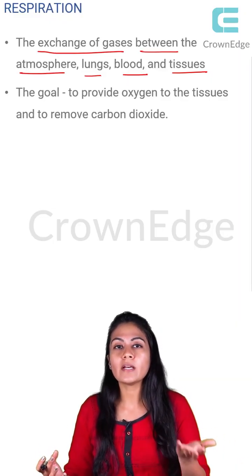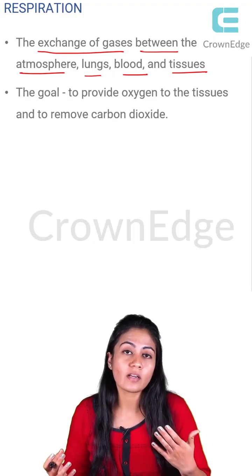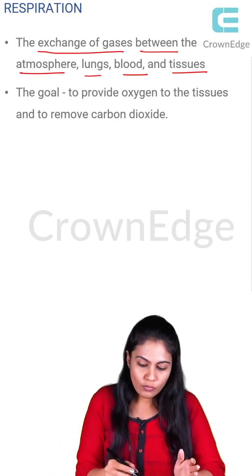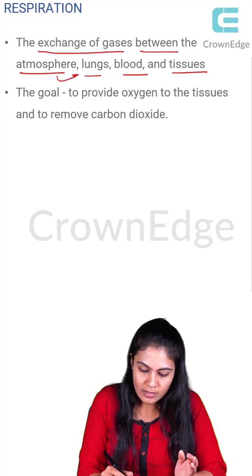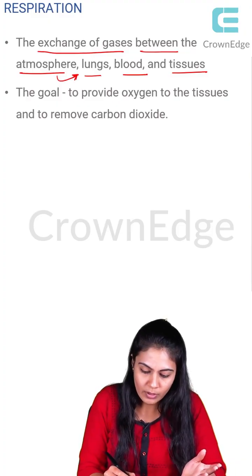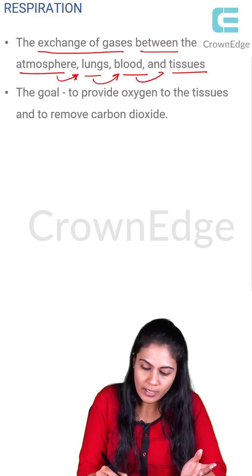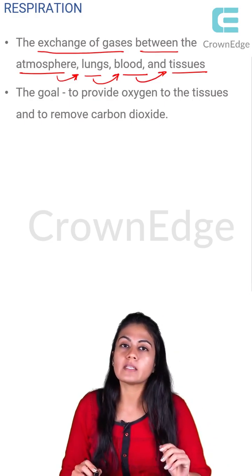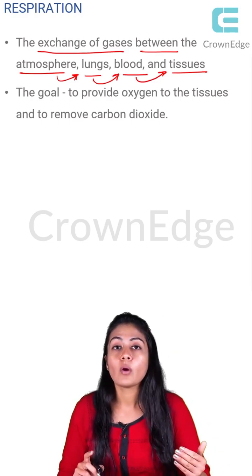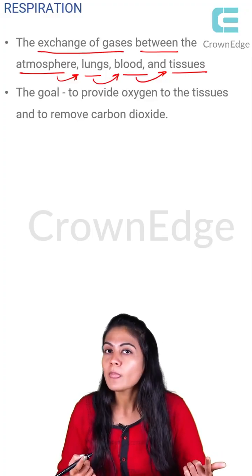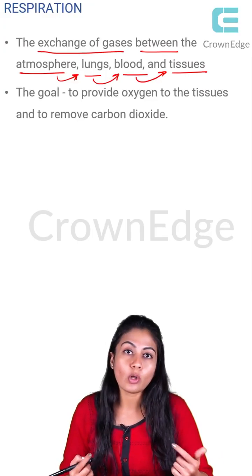And from where is this oxygen coming? From the atmosphere. So from the atmosphere it went to the lungs, the oxygen per se we are talking about. From the lung it went to the blood. From the blood, whichever tissues require that oxygen, we send it to them. What happened about the carbon dioxide? The carbon dioxide is created by all the tissues.